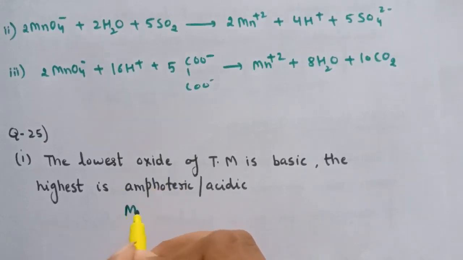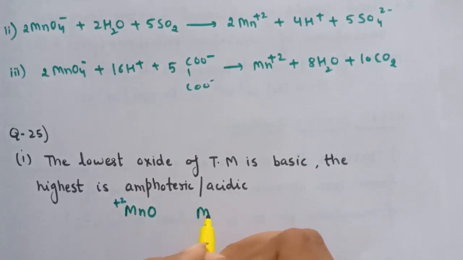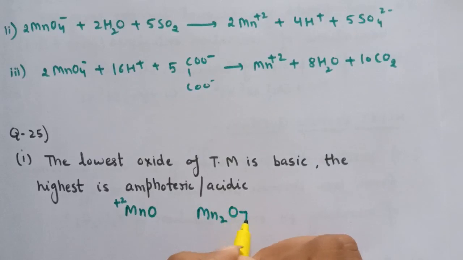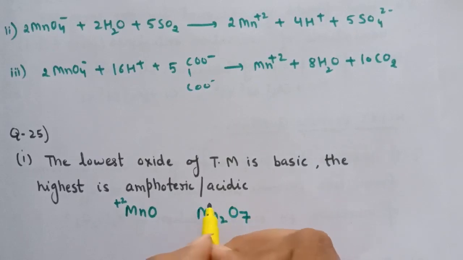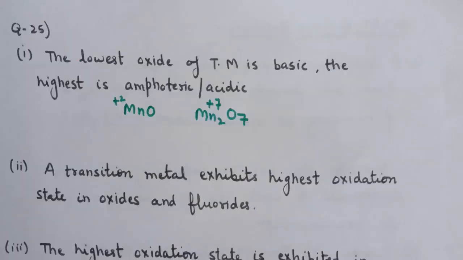Example is MnO, in which Mn is present in +2 oxidation state. So it will behave as basic, or this oxide is basic. But if we compare this with Mn2O7, here manganese is present in +7 oxidation state. So this oxide is an acidic oxide.